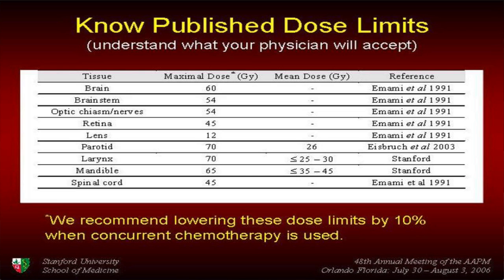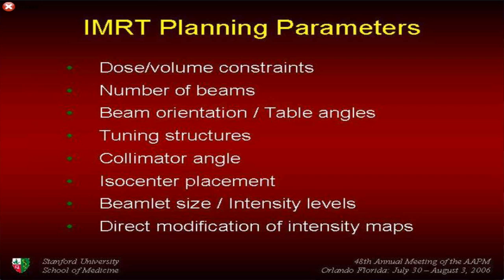These typically need to be decreased by 10%. In terms of getting a good treatment plan, there's a host of things that you can do, from obviously changing your dose volume constraints, adding your number of beams, orientations, tuning structures, collimator angle, isocenter placement, beamlet size, intensity levels, and direct modification of intensity maps is another way to get an acceptable treatment plan. It depends on what's being required.